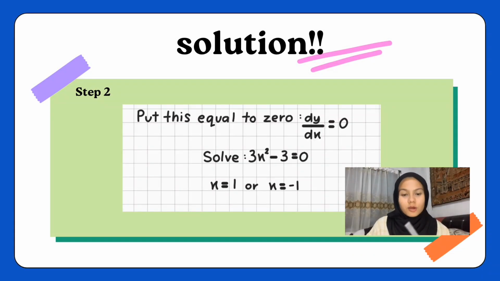After step 1, we got a new equation. So, we need to put that equal to 0. So, that will be dy per dx equal 3x square minus 3 equal 0. After that, using the calculator to solve that equation, the answer will be x equal 1 and x equal negative 1.